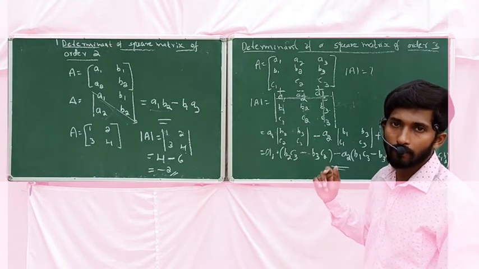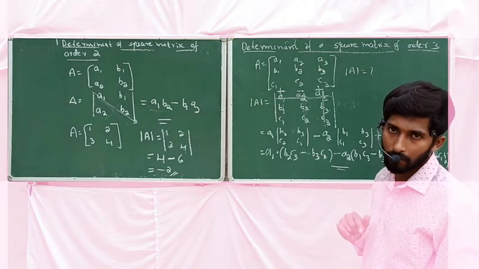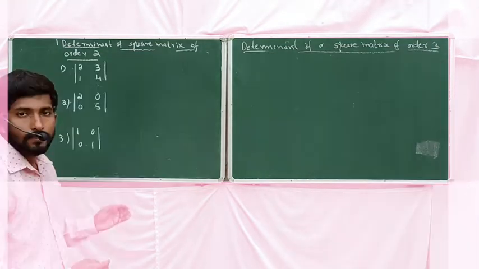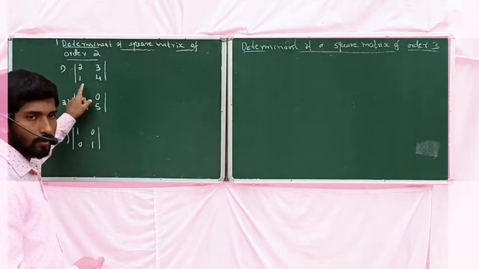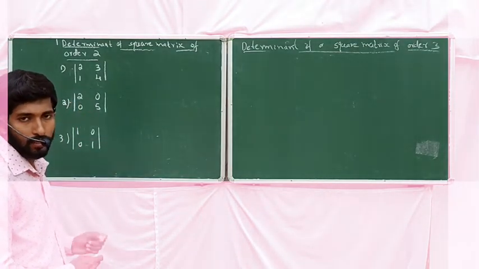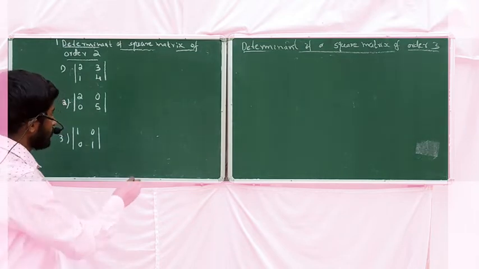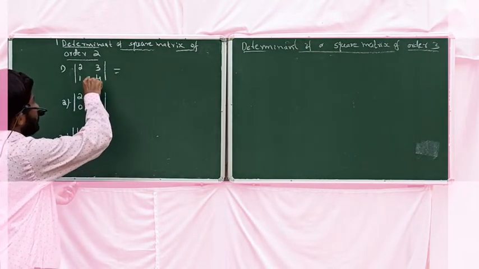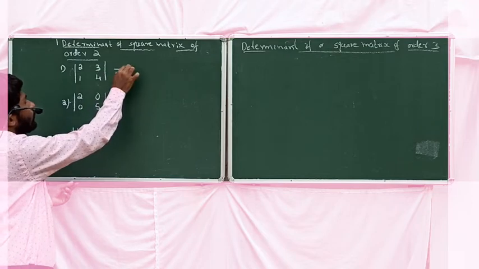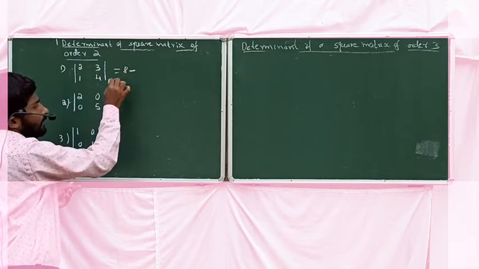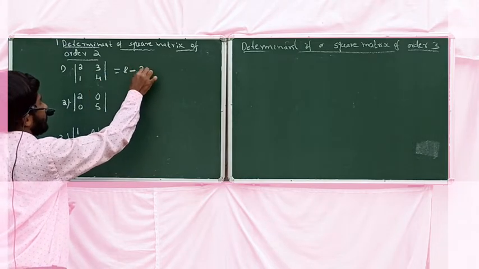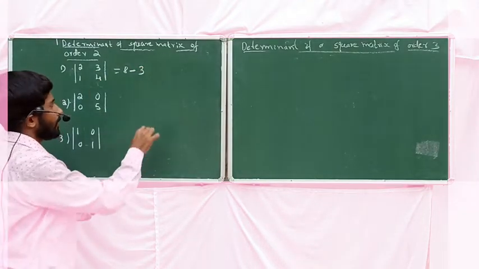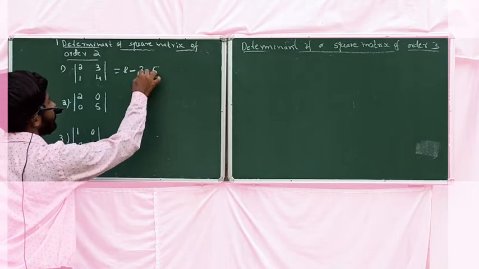Okay, we'll solve some problems. At that time we will come to know how to calculate. Okay. See the problems. First is 2, 3, 1, 4. Need to calculate the determinant. Clearly it's a square matrix of order 2. So it's equal to product of diagonal, 4 into 2, 8. Minus product of non-diagonal, 1 into 3, it's equal to 3. 8 minus 3, its value is equal to 5.